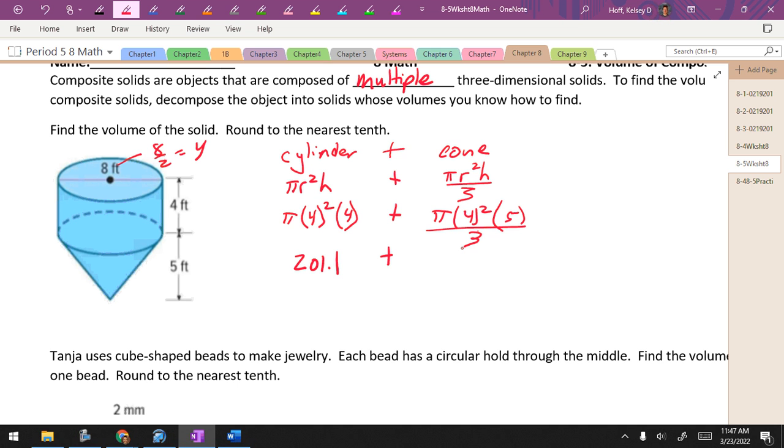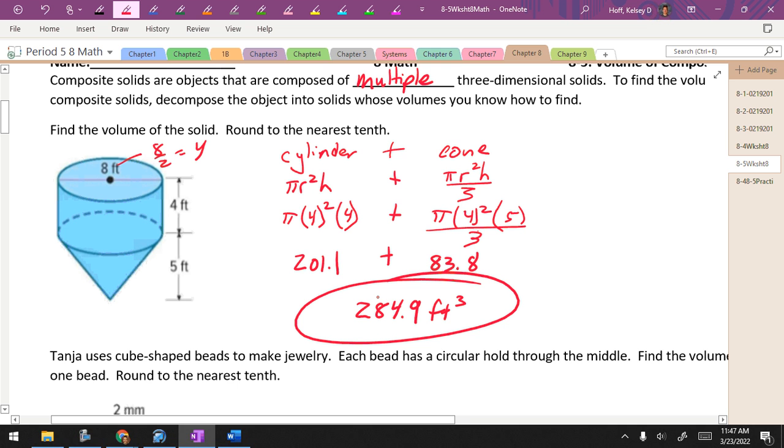Rounded to the nearest tenth, what'd you get? 83.8. So when I take 201.1 plus 83.8, I get 284.9. And what would my label be? Feet cubed.